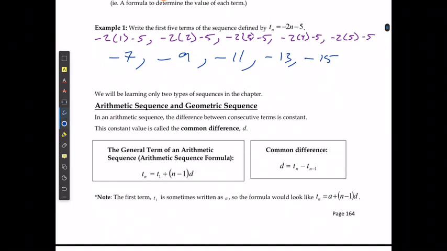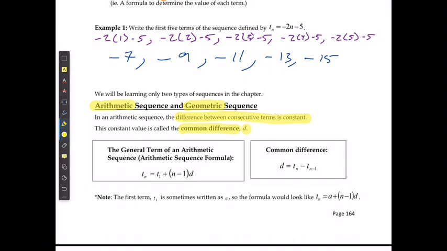In this chapter, we're only going to be taking a look at 2 types of sequences: arithmetic, which we're currently doing, and geometric, which is going to be our next lesson. In an arithmetic sequence, the difference between consecutive terms is constant, which means they change by the same amount for every single term. Just like in example 1, they changed by negative 2 every single time. The constant value is called the common difference, which we represent with d in our formulas.